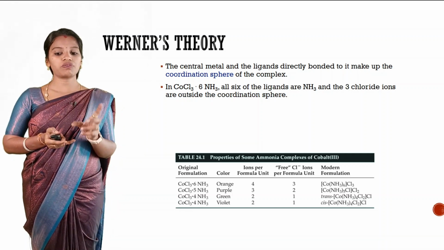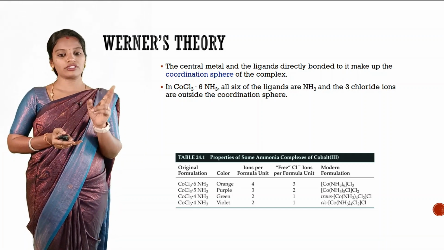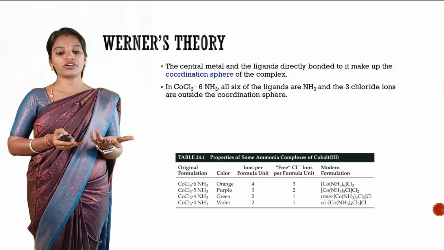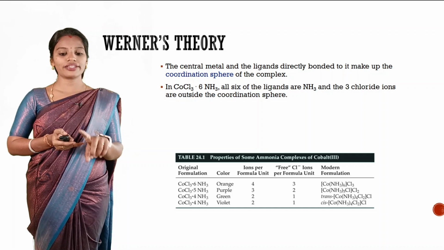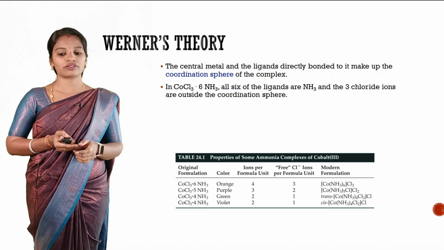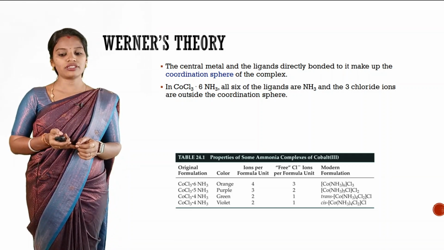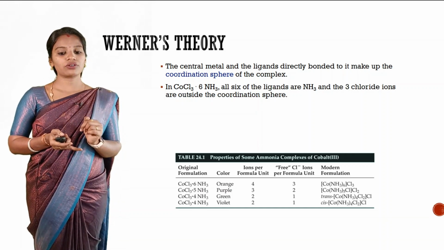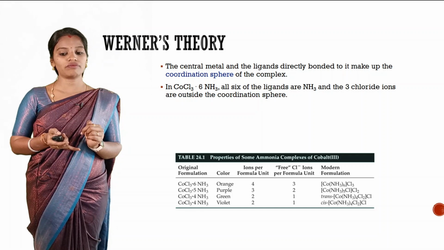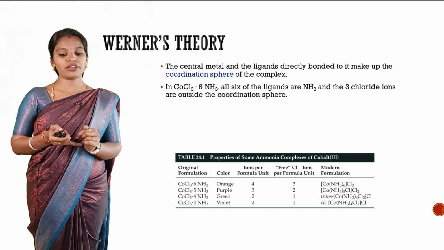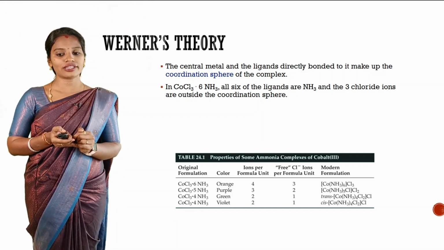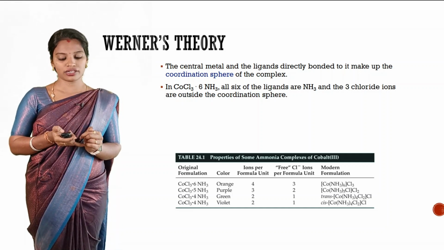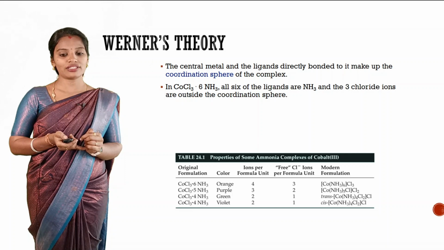According to Werner, it is the exchange of ligands, both primary valency and secondary valency, between the NH3 ligand and the chloride ligand. The modern formulation is hexaamminecobalt(III) chloride. Here in the modern formulation, the chloride ions, Cl3, are the primary valency, and the 6 ammonia ligands are the secondary valency.